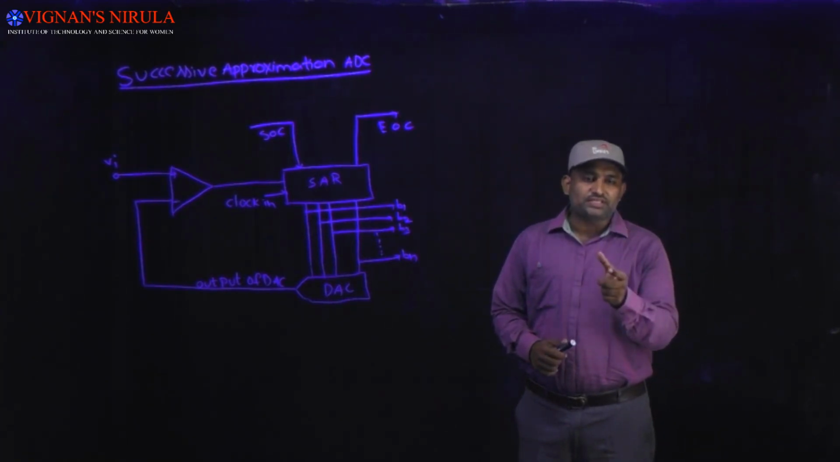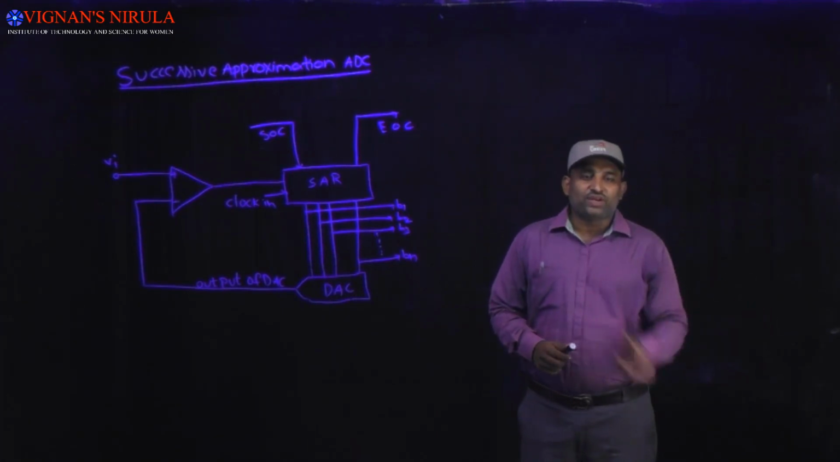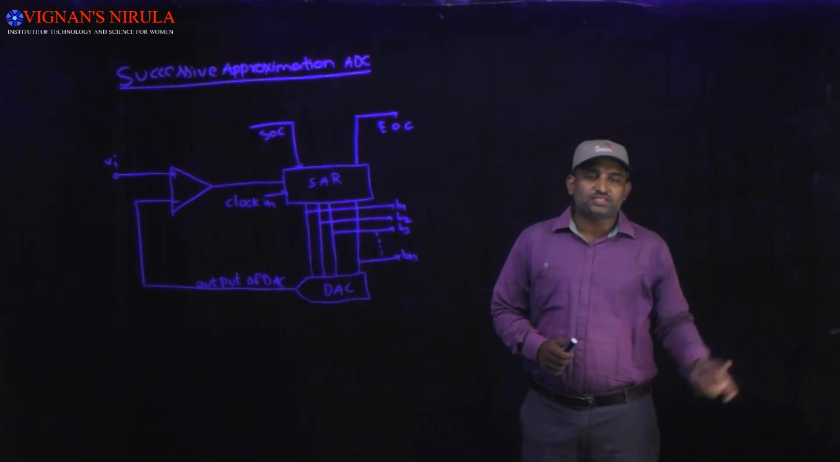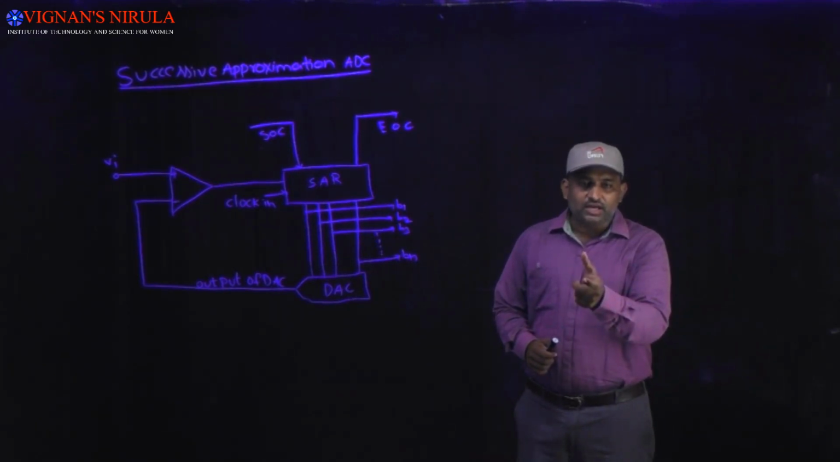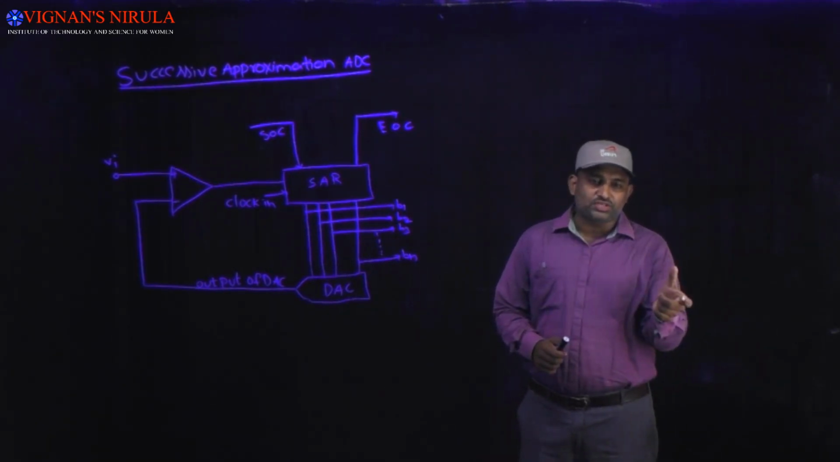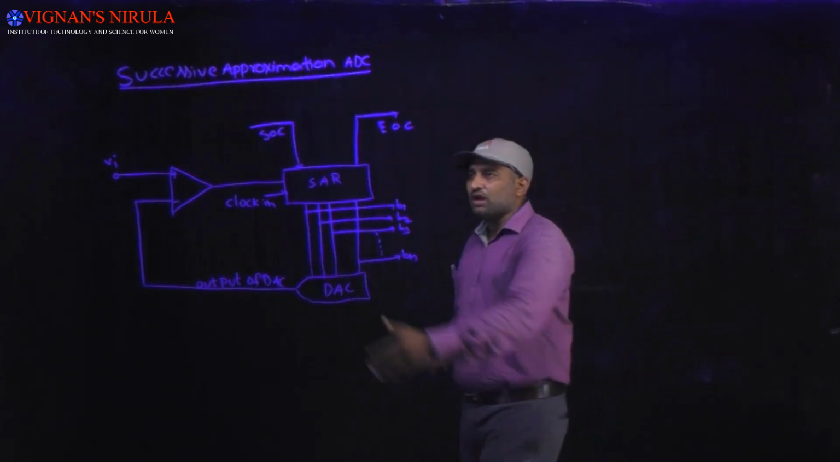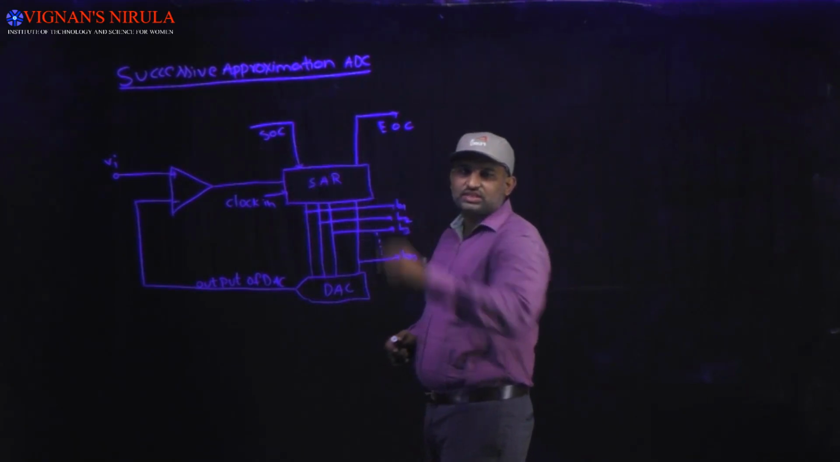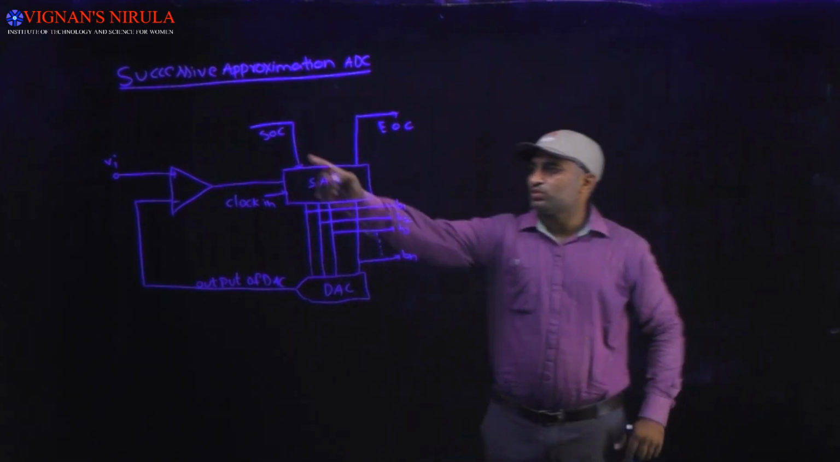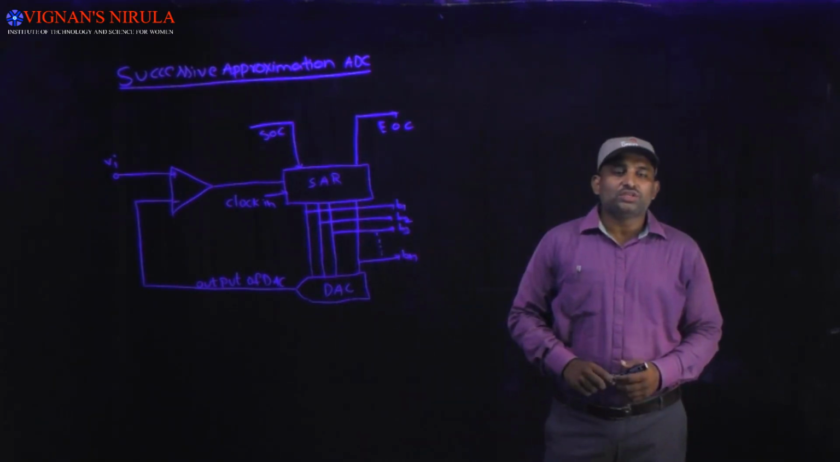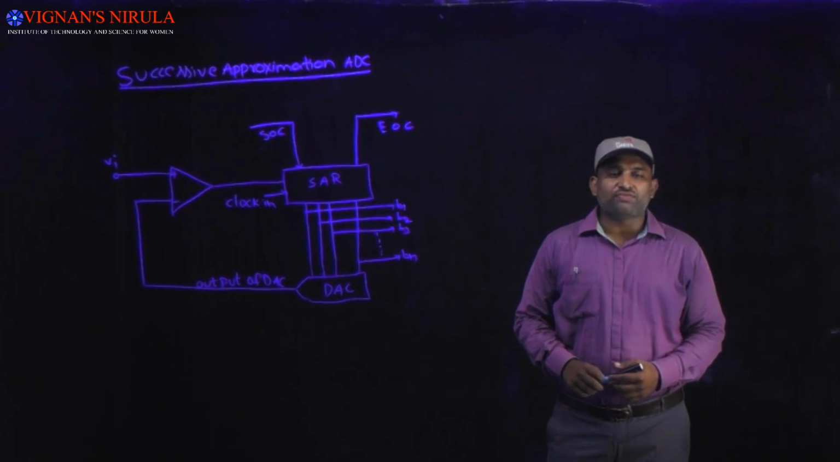in n clock periods. For 10-bit binary data, it completes in 10 clock periods. For 3-bit binary data, it completes its searching process in 3 clock cycles. And it consists of two control signals, SOC and EOC. SOC is start of conversion, and EOC is end of conversion.